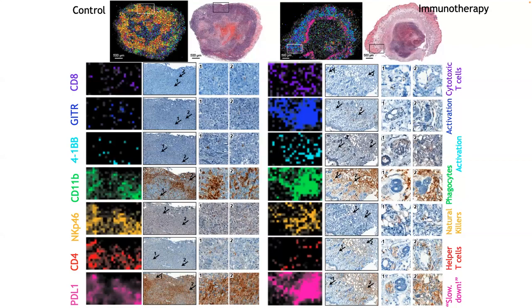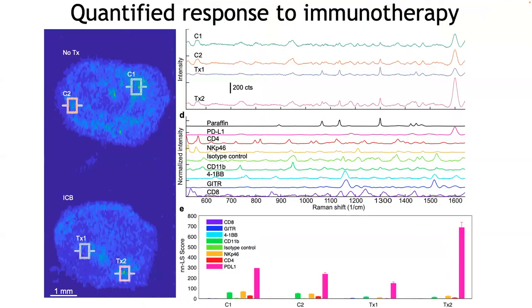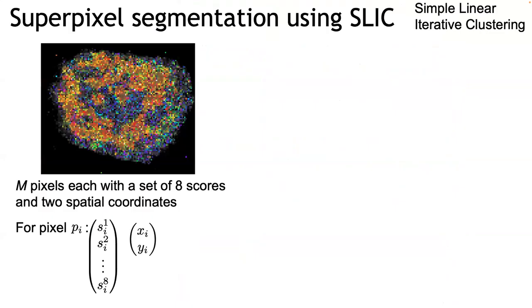So then we can ask ourselves, okay, what are the differences between the treated and the non-treated animals? And we can plot the spectra. We can take specific areas from the non-treated animal and the treated animal, and these are the spectra from these areas, analyze them using our references, and get expression profiles on every area. However, these areas are rectangles, so they don't recapitulate the morphology of the tumor. So we wanted to find a natural way of segmenting the image.